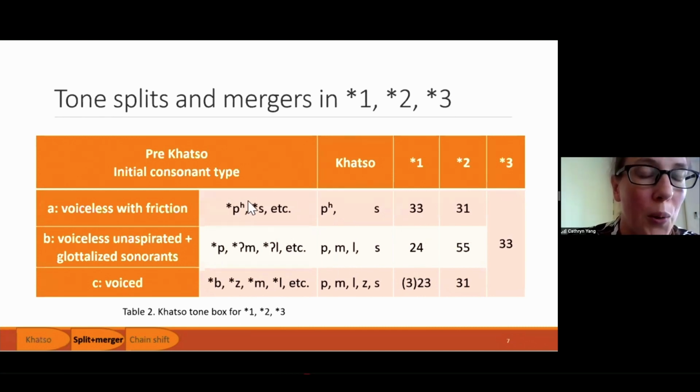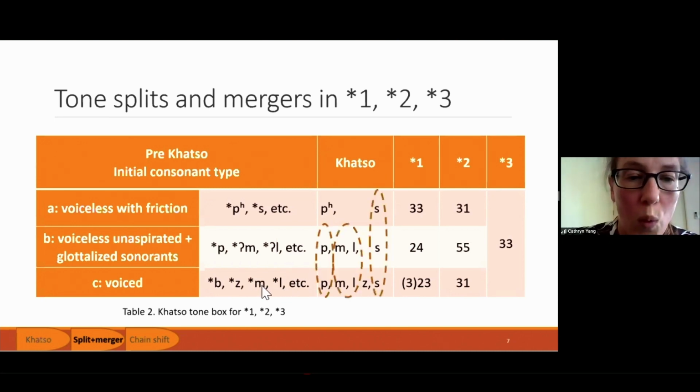So we can reconstruct pre-Khatso with a three-way contrast in stops and affricates. So row A is voiceless aspirated, row B voiceless unaspirated, and row C voiced, and a two-way contrast in sonorants. So we had glottalized nasals and approximants versus plain sonorants in row C. So what happened in Khatso is that voiced stops devoiced. They became voiceless unaspirated consonants, and glottalized sonorants became plain sonorants. And as that happened, these mergers led to the tone split that we see in tone 1, where row B now has a contrastive mid-rising tone, and row C has a contrastive low-rising, sometimes dipping tone.